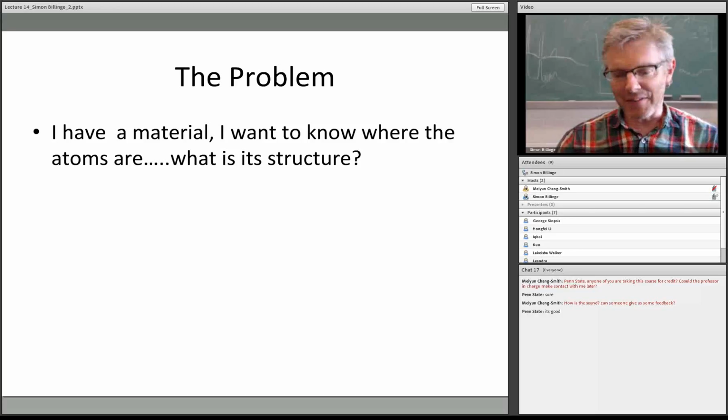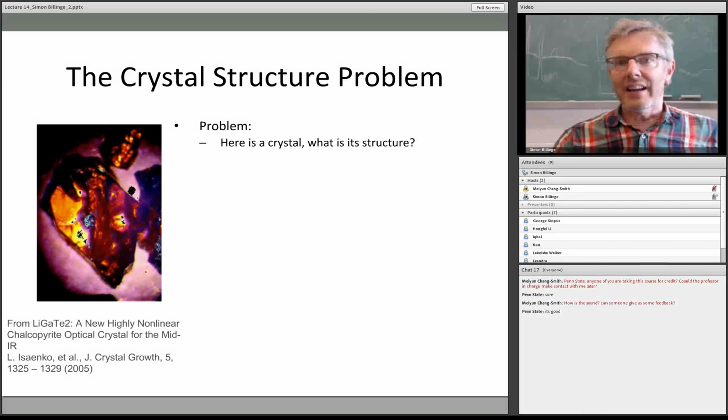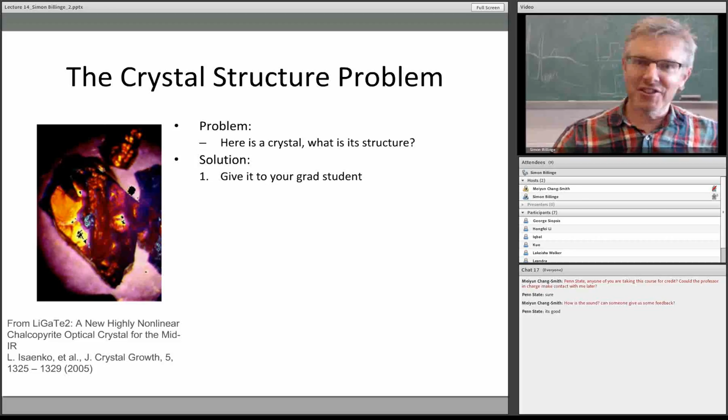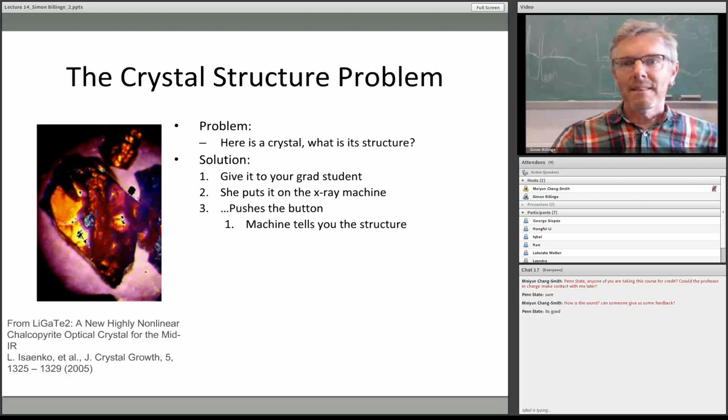And there's a solution that we've had now for 100 years, which is the solution to the crystal structure problem. So if you're able to make your material as a crystal, we have very powerful crystallographic tools for solving it. So the crystal structure problem goes a little bit like this. You say, okay, here's my crystal, what's its structure? So let me propose a solution to you. Well, you give it to me because I'm the structure guy, and then I give it to my grad student, and she puts it on the X-ray machine, and she pushes the button, and the X-ray machine tells her the structure. That's pretty much how it goes.